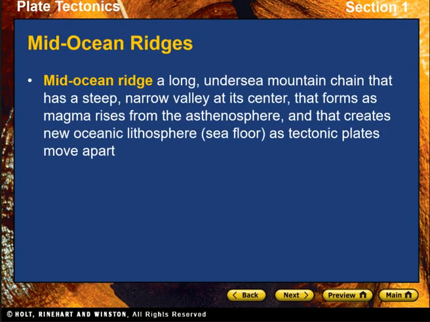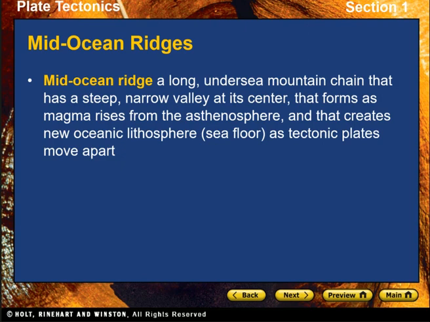Mid-ocean ridges. The evidence that Wegener needed to support his hypothesis was discovered nearly 2 decades after his death. The evidence lay on the ocean floor. In 1947, a group of scientists set out to map the Mid-Atlantic Ridge. The Mid-Atlantic Ridge is part of a system of mid-ocean ridges, which are undersea mountain ranges through the center of which run steep, narrow valleys.